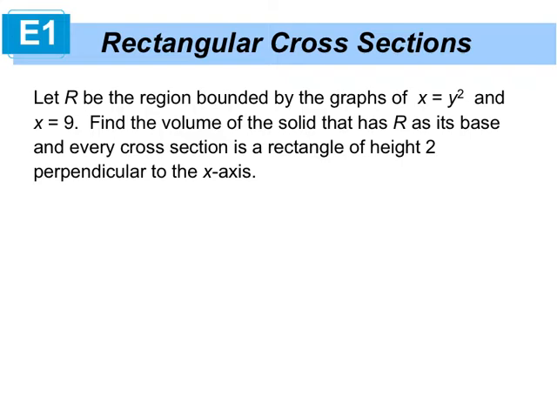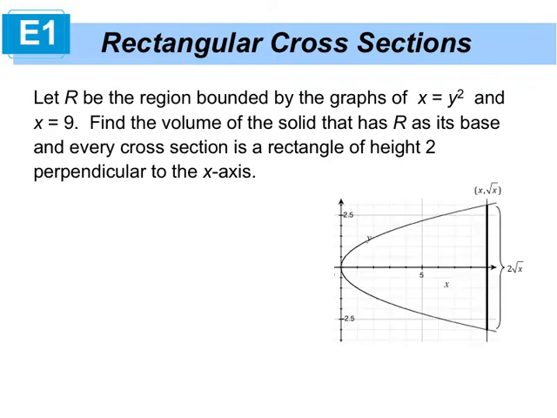Unlike the last problem, I'm fixing the height of the rectangles, so they're all going to be 2 units high. As opposed to some of the pictures we saw on Sketchpad where the size changes, this one we're going to start with something simple. So first things first, we get a picture. This is the region I'm going to use. It goes from 0 to 9, because it says that up here, x equals y squared, out to 9. And we're going to stack a rectangle on top of that.